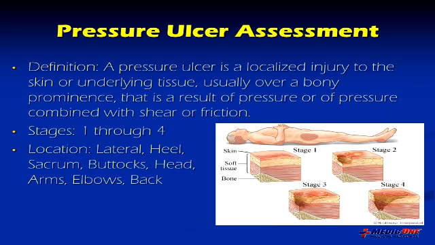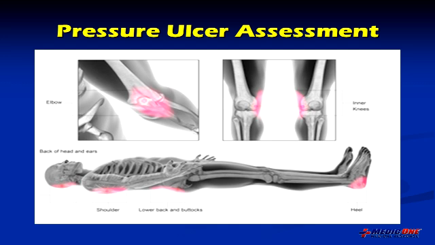Pressure sores are defined as localized injury to the skin or underlying tissue, usually over a bony prominence, that is the result of pressure or pressure combined with the shear of friction. They could be stages 1 through 4, and they could be located on the lateral side, heels, sacrum, buttocks, head, arms, elbows, and back. As you can see from this graph, this is a patient lying on their back, and you can see from the red indicators where pressure sores may develop.